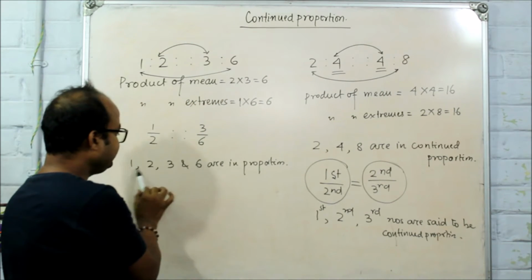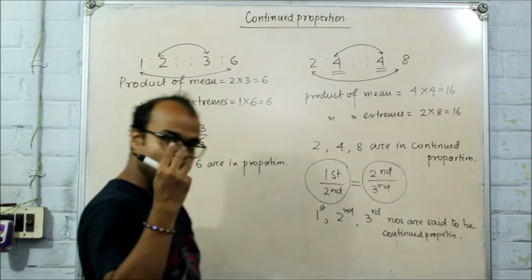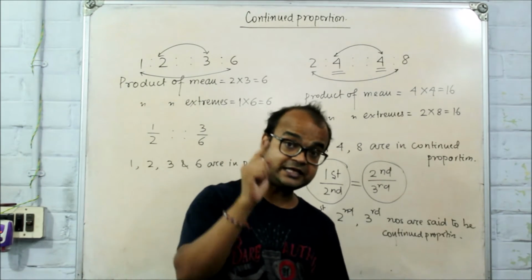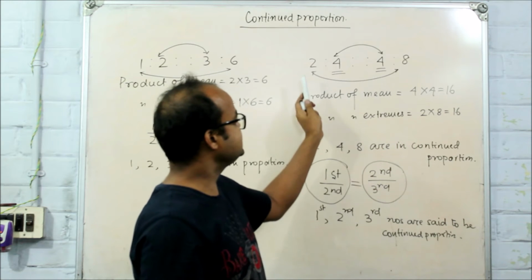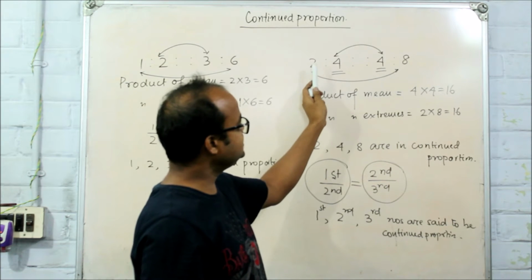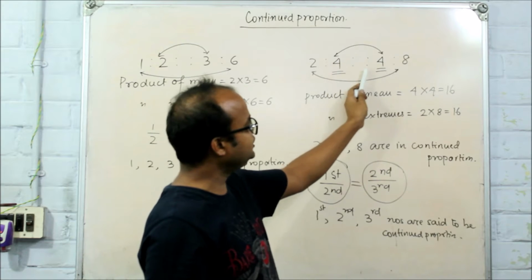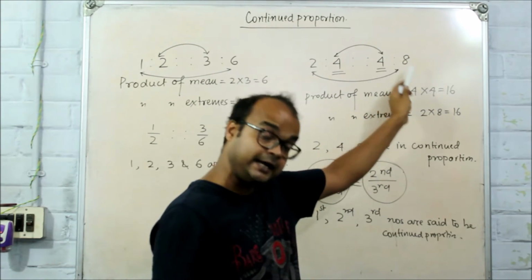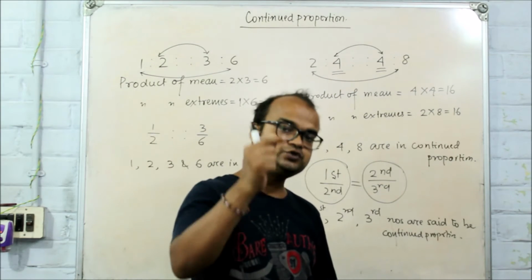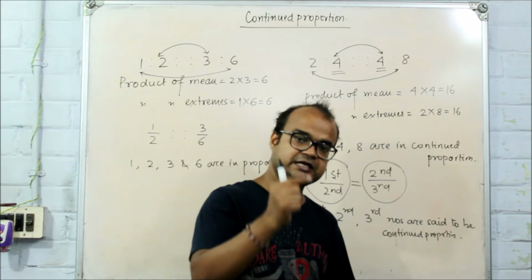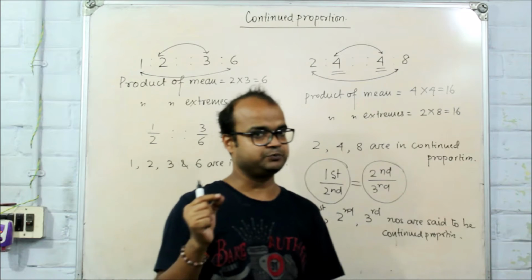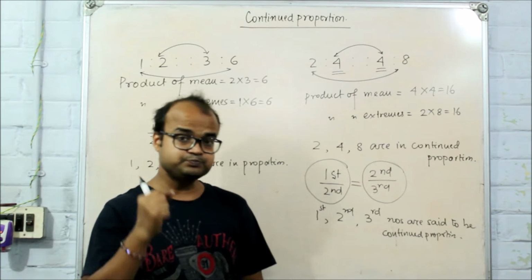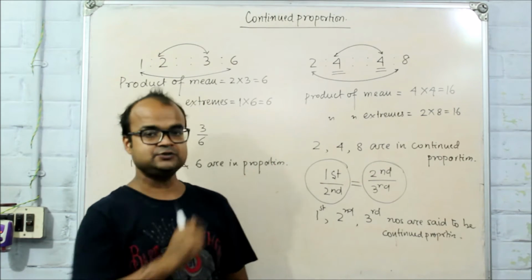Then instead of 4 numbers, we have only 3 numbers, where second and third are the same. So we can say that the ratio of first and second is equal to the ratio of second and third. So 1, 2, 4, the first, second and third numbers, are said to be in continued proportion. Now I'll take some problems to explain this concept.